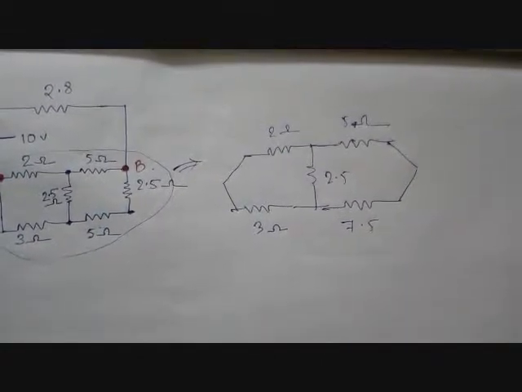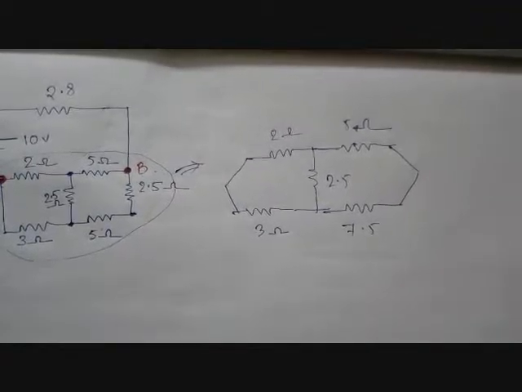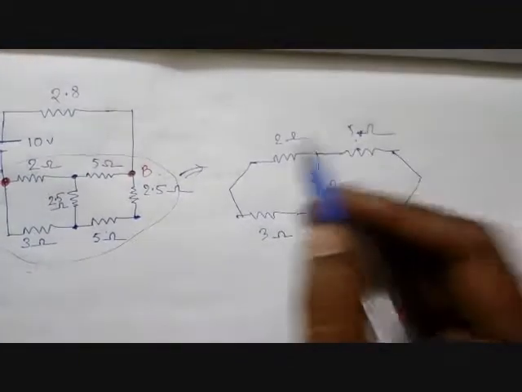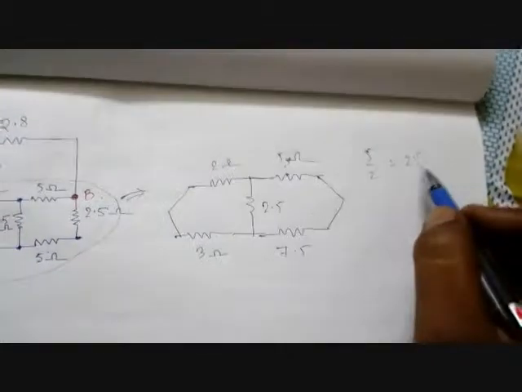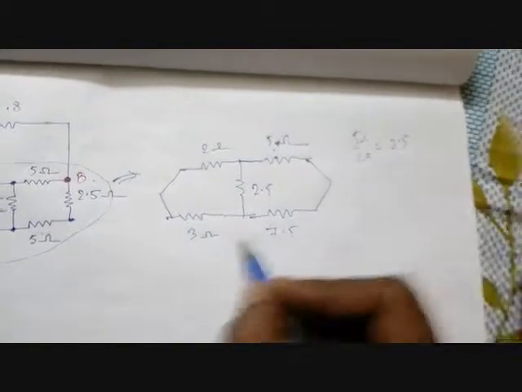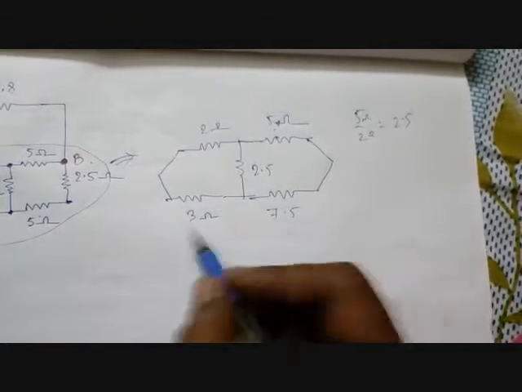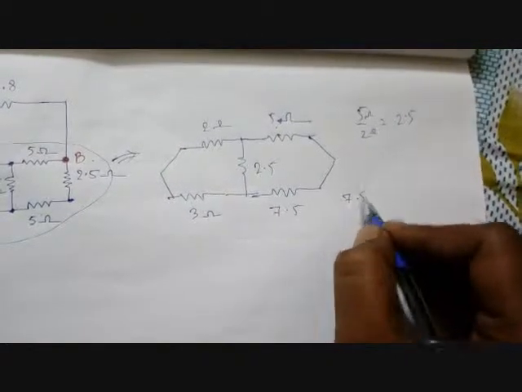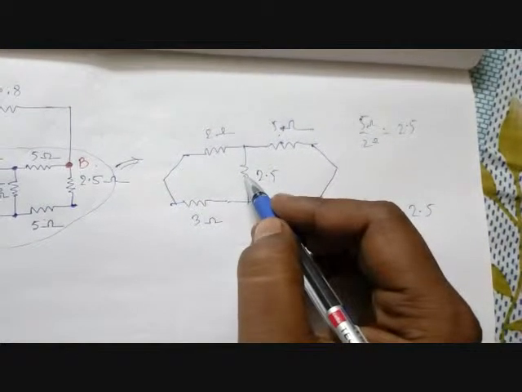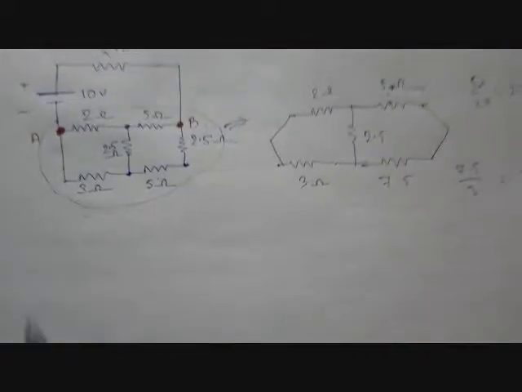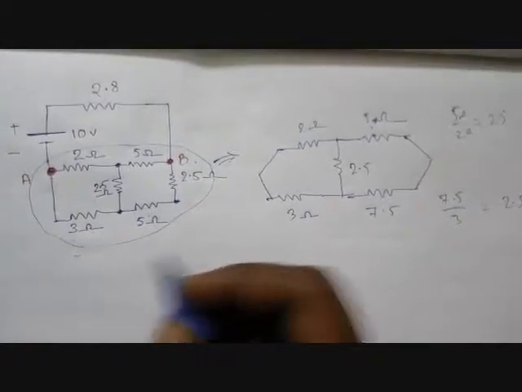Now can you recognize that? Wow, that one is a Wheatstone bridge connection. Simple. 5 by 2 will give you 2.5. 7.5 by 3 will give you 2.5. So no current will pass through that one. Wow, that's good.